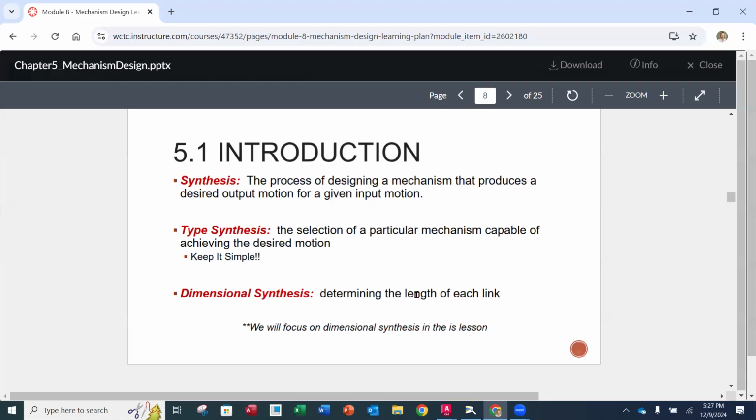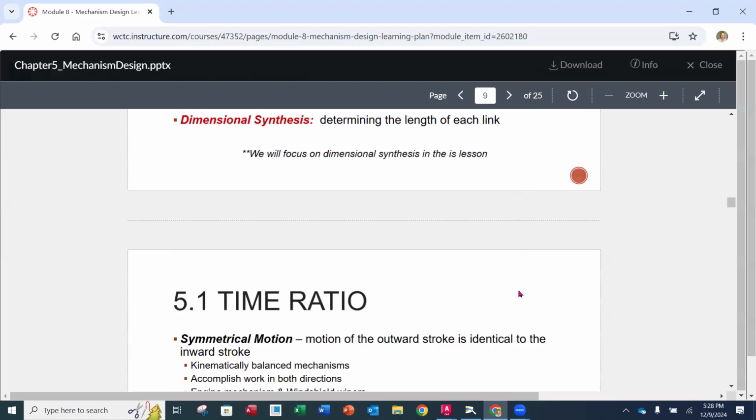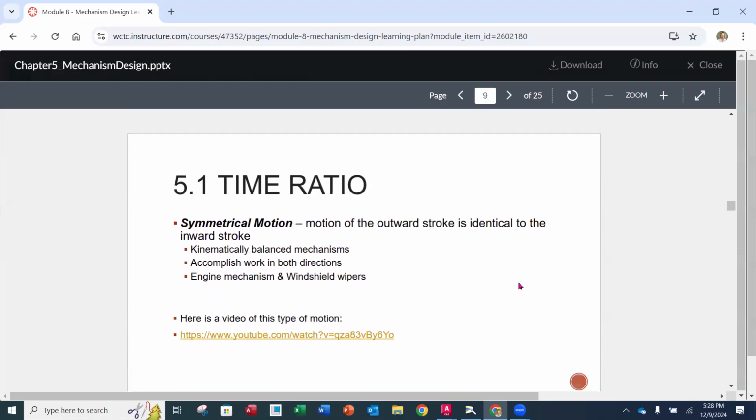And then the other part of the design is going to be the dimensional synthesis. And this is really where now we nail down what are the lengths of the different links, because the lengths of the links are going to dictate the motion that we end up seeing. So really determining what is that final design dimensionally. And that's where we spend most of the time here in this particular chapter. So the first thing we're going to start talking about is time ratio.